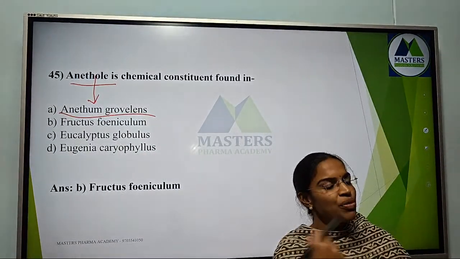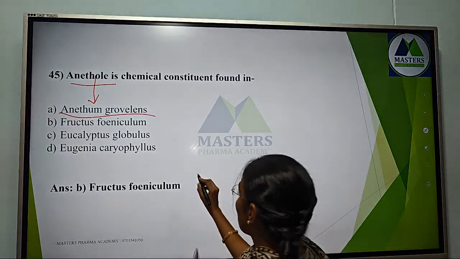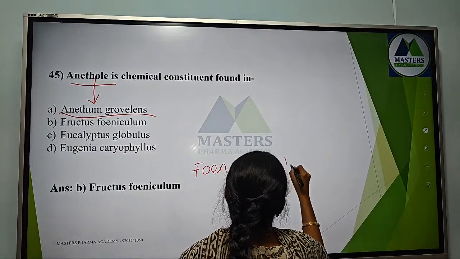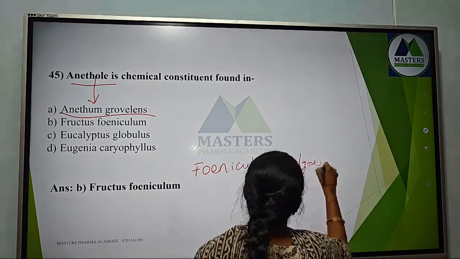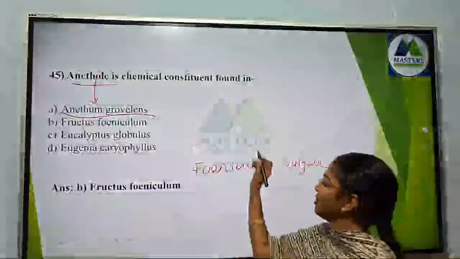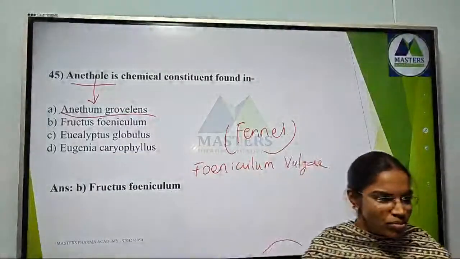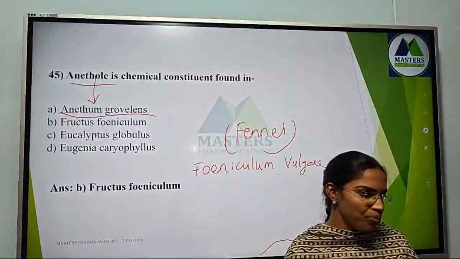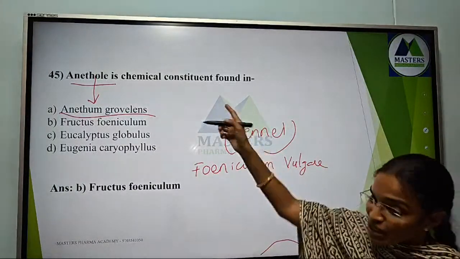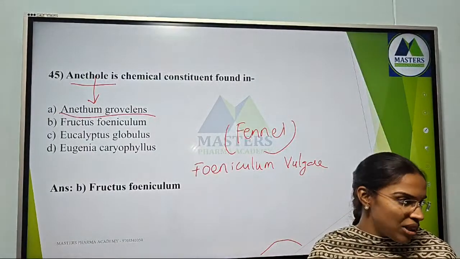Okay. Fructus foeniculum, also known as Foeniculum vulgare. What is the common name of Foeniculum vulgare? Fennel. Simple. It is nothing but fennel. Fennel means saunf. Okay, what we usually use, saunf. This fennel, Foeniculum. Anethole is the chemical constituent which is present in Foeniculum vulgare rather than Anethum graveolens. Okay.